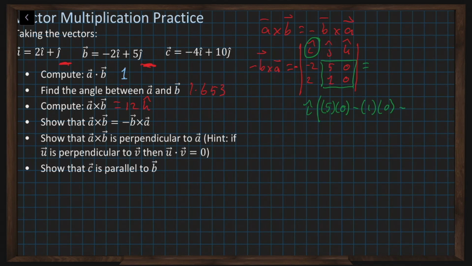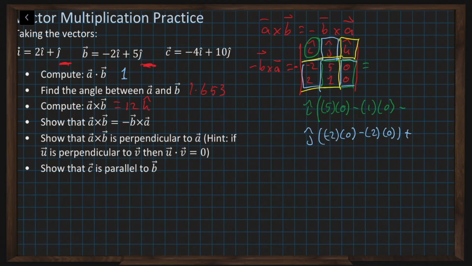And we then subtract, and we go to the next bit. So we take j and everything that's not in that row or column. So j hat, and then we take minus 2 times 0 minus 2 times 0 plus. And then finally, we take that k hat and everything that's not in that row or column, and we get k hat minus 2 times 1 minus 2 times 5. And that's it.